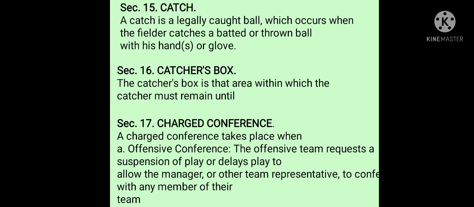Section 16, catcher's box. The catcher's box is the area within which the catcher must remain until: A, FP only, the pitch is released. The lines are to be considered within the catcher's box. B, SP only, the pitched ball is batted, touches the ground, plate, or batter, or reaches the catcher's box.